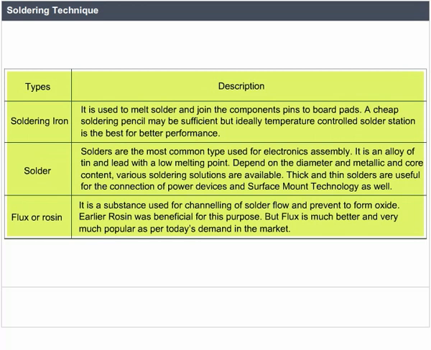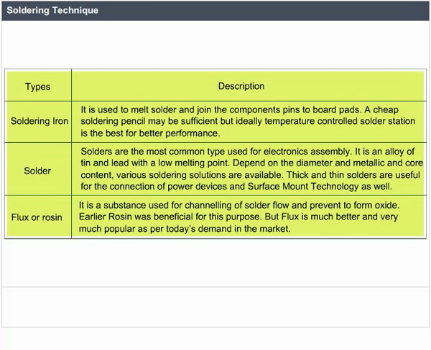It is an alloy of tin and lead with a low melting point. Depending on the diameter and metallic and core content, various soldering solutions are available. Thick and thin solders are useful for the connection of power devices and surface mount technology as well.